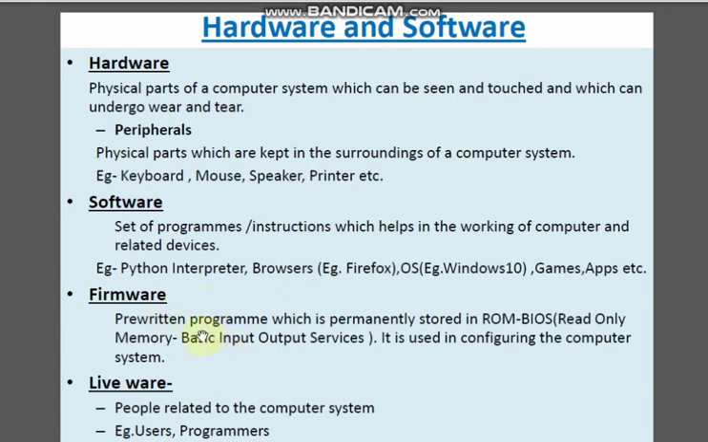Firmware: all the pre-written programs which are permanently stored in ROM BIOS, that is read-only memory, basic input-output services. It is used in configuring the computer system. Before liveware, let me tell you where we can see firmware. When you start your system, again and again the same set of instructions get executed every time. So they are the pre-written permanent set of instructions which are stored in the ROM BIOS. Those are firmware. Every time they get executed, they help in the configuration of the computer system.